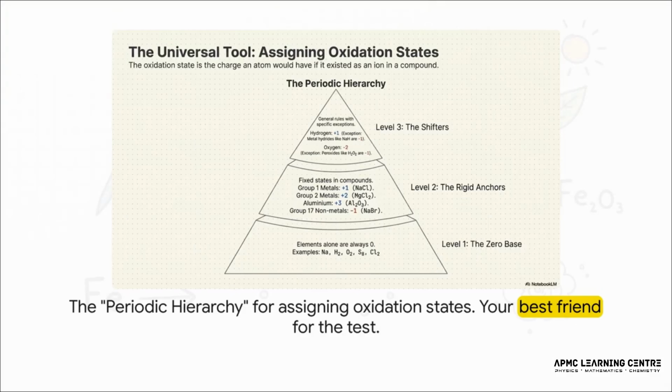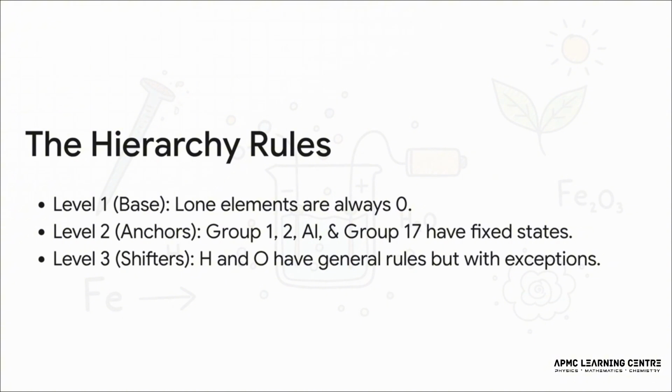All right, this pyramid you see here, this is going to be your best friend for the test. It's called the periodic hierarchy, and it basically gives you the order of operations for assigning those charges. And here's the most important part. You always start at the bottom and work your way up. Always. So let's break it down.